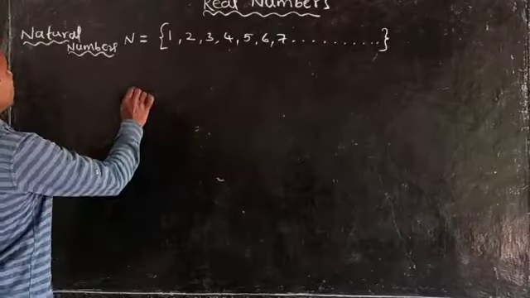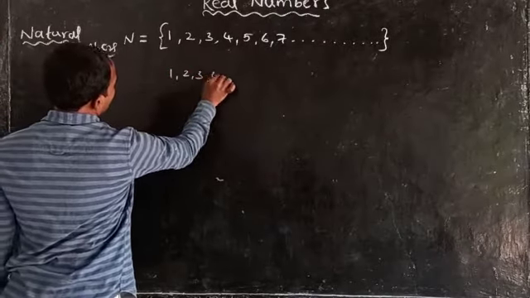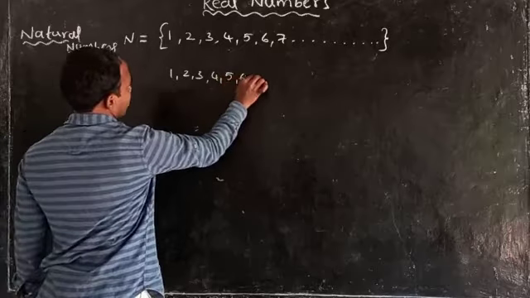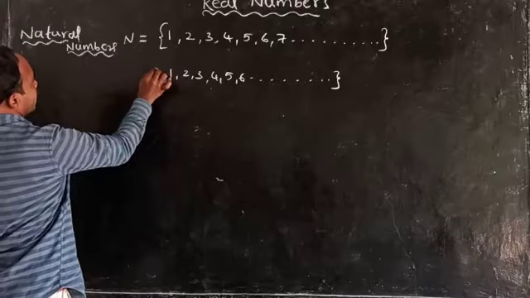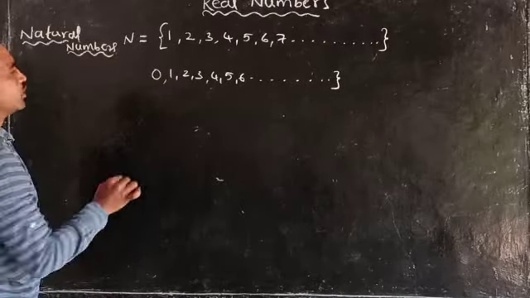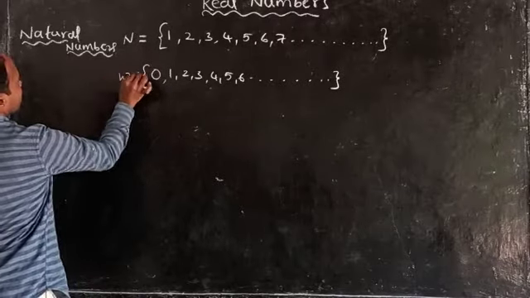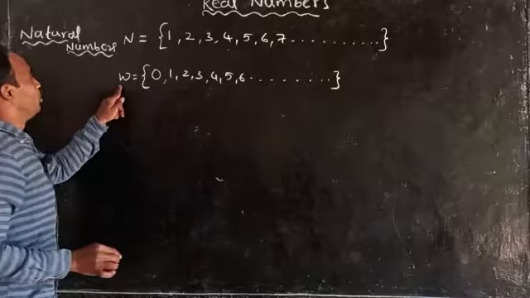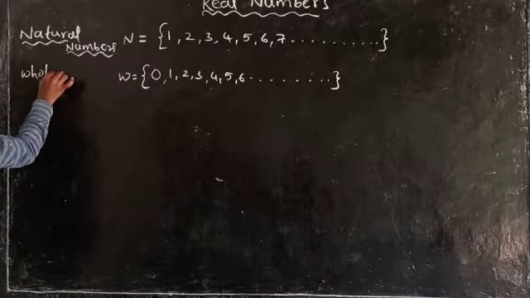Next, the same numbers I am writing here 1, 2, 3, 4, 5, 6 up to infinity. But I am adding the number 0 here. This is another set. This set is called whole numbers. This is denoted by W. This set is called whole numbers.